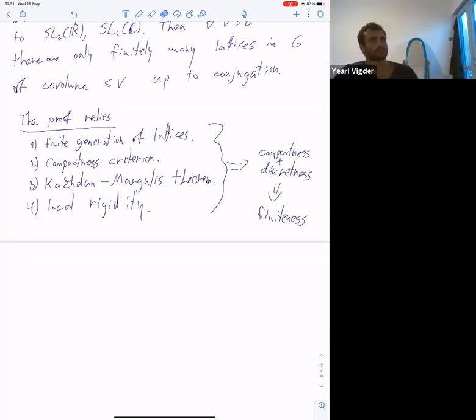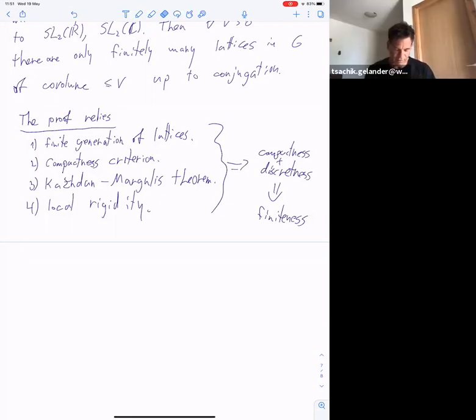So let's see. Okay, so let's go over these four ingredients. All of them are important theorems by themselves. So the first is that lattices are finitely generated. Lattices in Lie groups are always finitely generated.